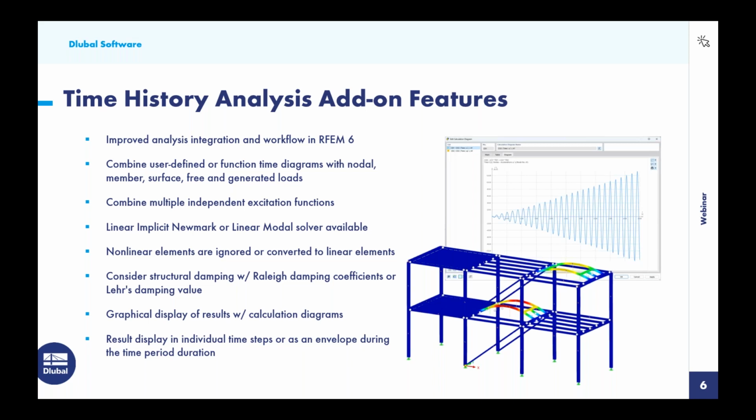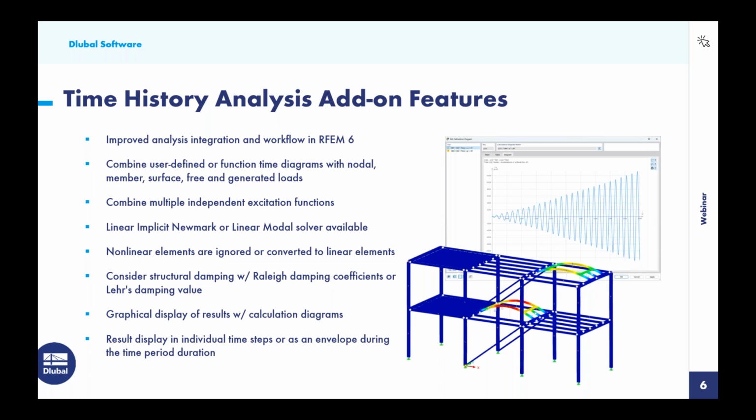We do offer the linear implicit Newmark or the linear modal solvers. And it should be known that currently in the program all nonlinear elements for a time history analysis are going to either be ignored or converted to linear elements. So for example, if you have failure in uplift for a support condition, this will simply be converted to a standard support for that dynamic analysis. Same concept with a nonlinear tension-only member. Internally, this will automatically be converted to a truss element. We can consider structural damping with the Rayleigh damping coefficients or the Lehr's damping values.